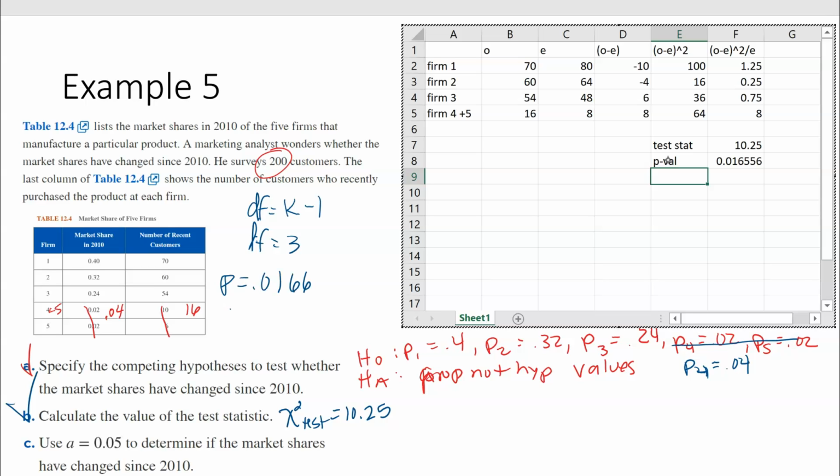And how does that compare to an alpha of 0.05? So 0, 0 are the same, 1, 5. P is smaller than alpha. The p is low. The null must go. So we're going to reject the null. And so what we can conclude is that the proportions are not their hypothesized values, that something did change. So we can say that the market shares have changed since 2010.